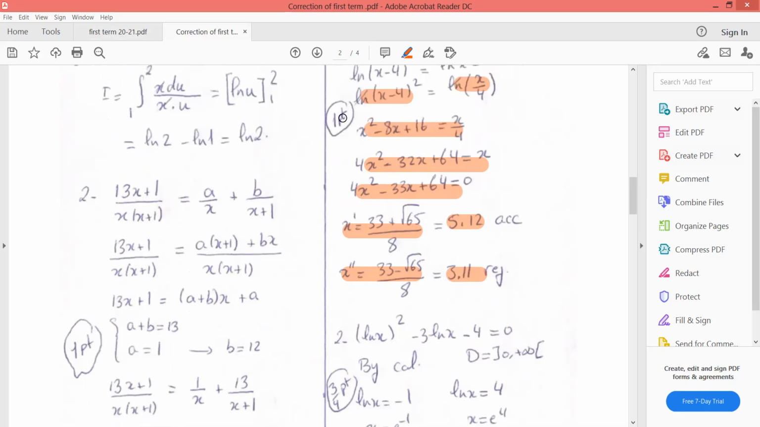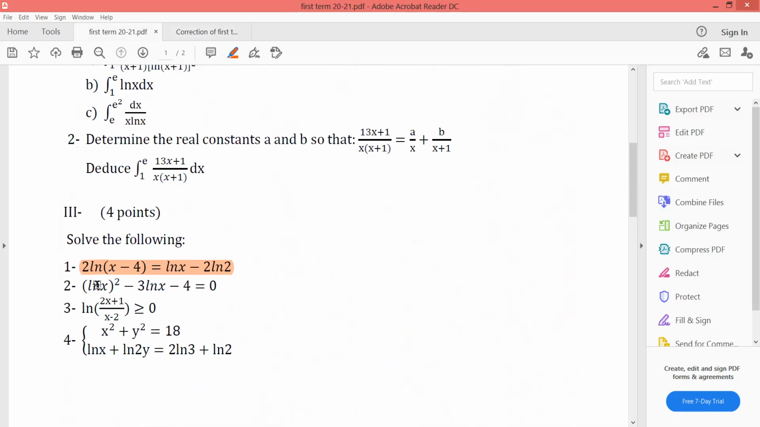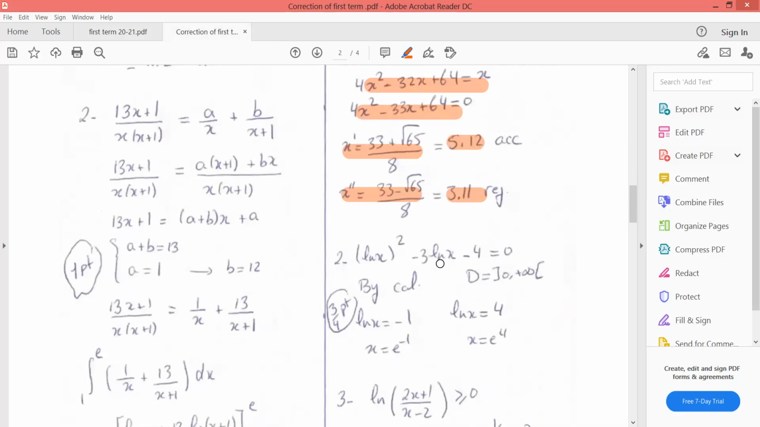Okay, the total mark on this part is 1 point. Second part is (ln x) squared minus 3 ln x minus 4 equal to 0. It is like a second degree equation in ln x. First the domain: everything inside ln positive, so the domain is 0 to plus infinity.